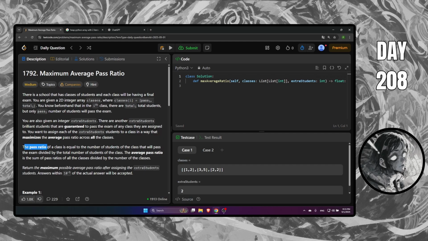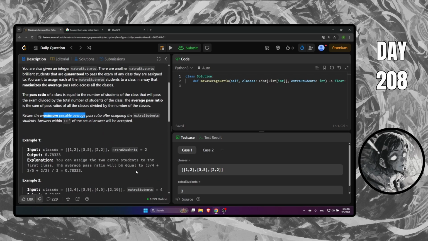The pass ratio of a class is equal to the number of students of the class that will pass the exam divided by the total number of students of the class. The average pass ratio is the sum of pass ratios of all the classes divided by the number of classes. So we're gonna try to return the maximum possible average.